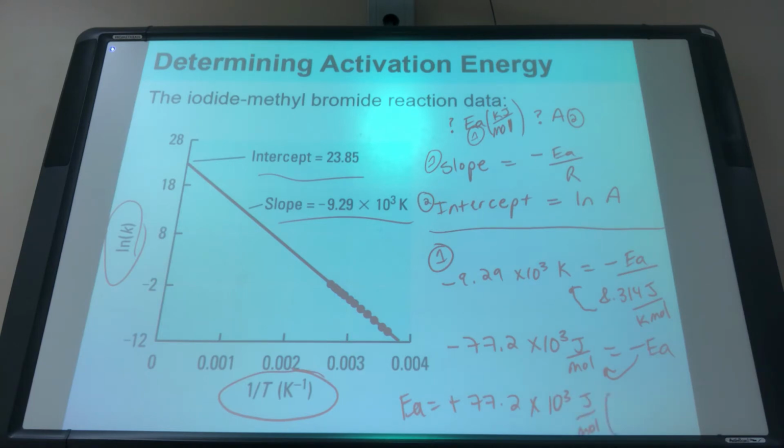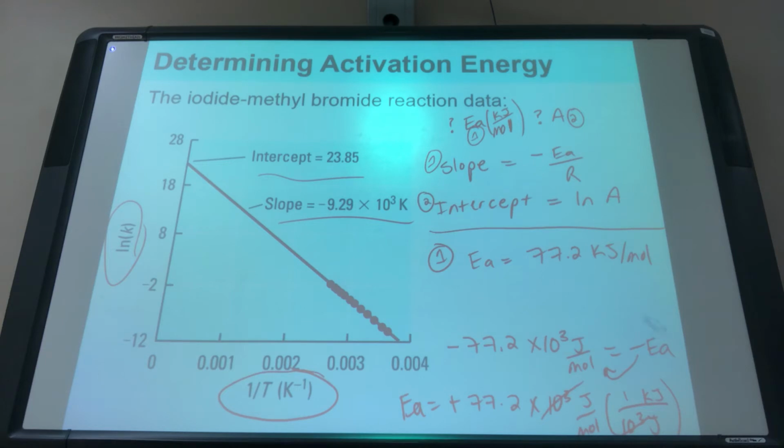I don't want joules. I want kilojoules. Kilo is 10 to the third, so that goes on the bottom, and these 10 to the thirds just cancel. So what I find is that my activation energy, my EA, is going to be 77.2 kilojoules per mole. So that's my first part, and it's finding the activation energy using the slope.